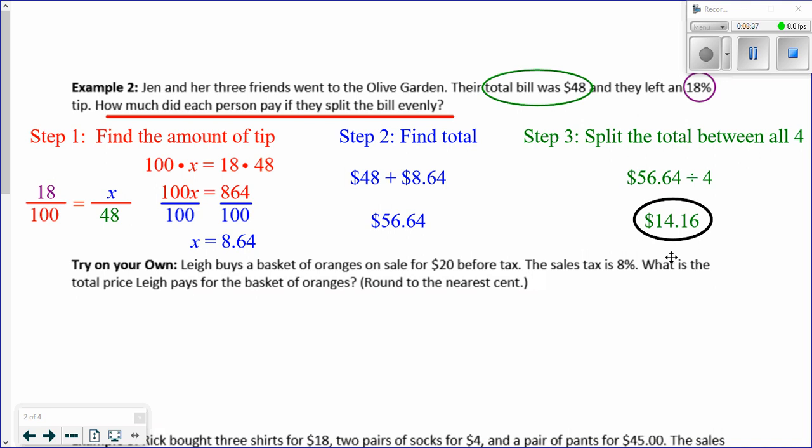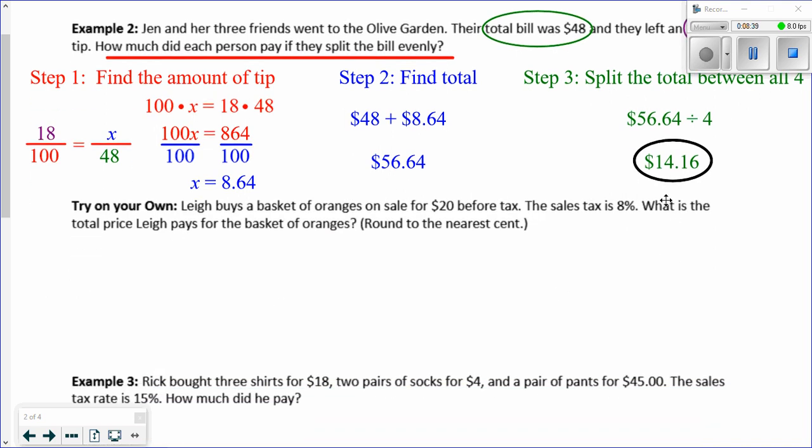Okay? And now you guys are going to try this one on your own. Remember to round to the nearest cent.